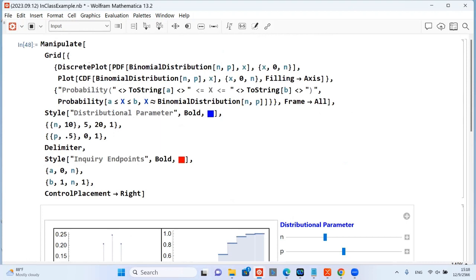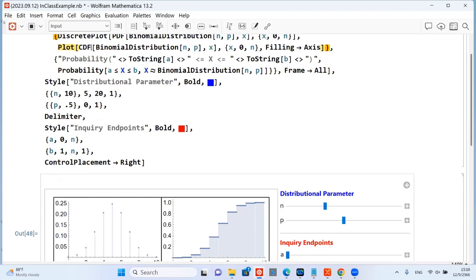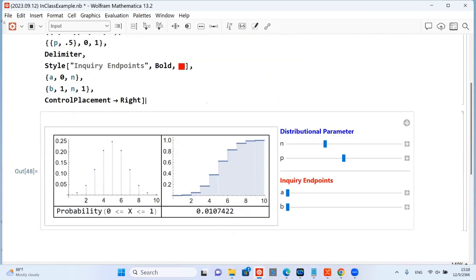I have the grid function. Now grid is kind of like arranging things in a grid, obviously, right? So the first line has two things. There's a discrete plot of a PDF, and there's a continuous plot of a CDF. And the second line has this text. This is a text join. This converts the number into a string. So probability open bracket of A less than or equal to X less than or equal to B equal to, and then this is the calculation, right? Something like that. So that's it. That's your thing. That's your tool.